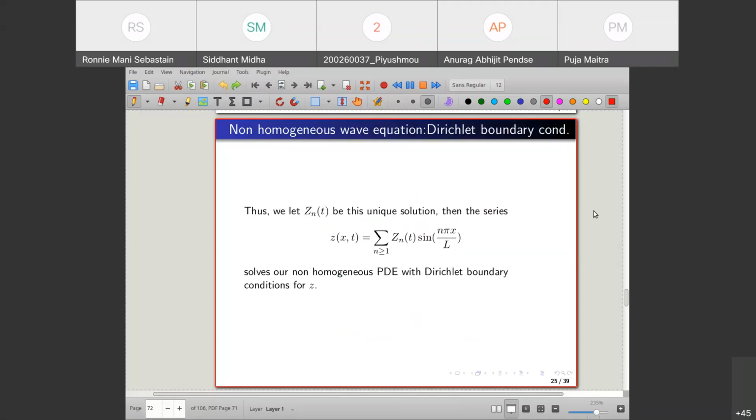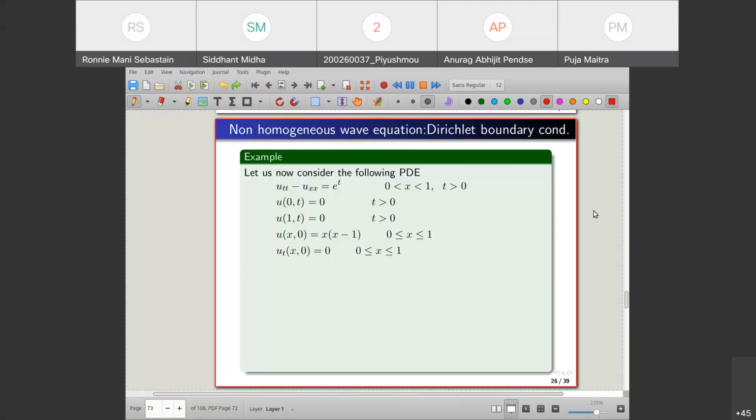Okay, so let's move ahead. So this is an example. Let's see if I can wade through this example. So let us now consider the following PDE. So this is our f(x, t). And I've made my life easier over here. We don't have to do any substitution or anything because these two are already given to be 0.